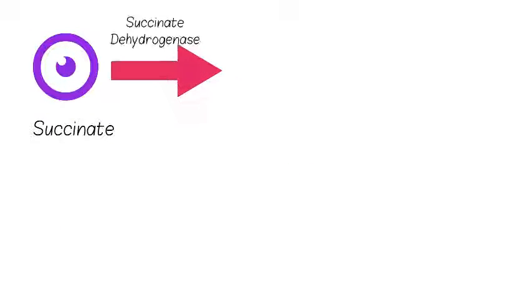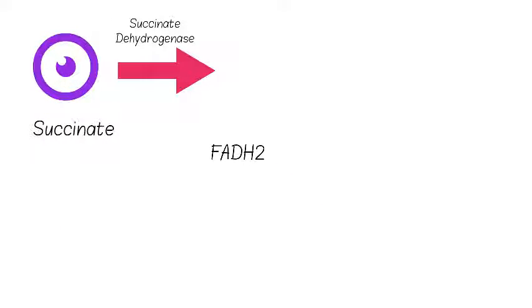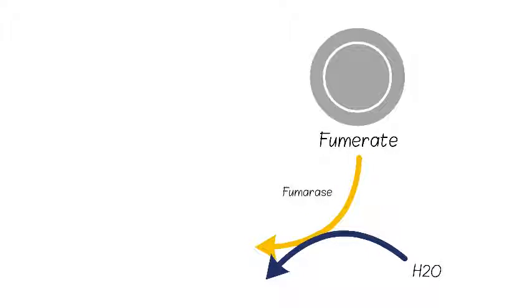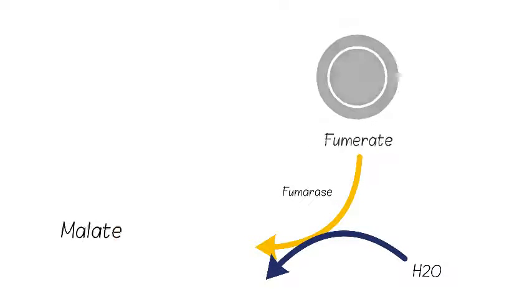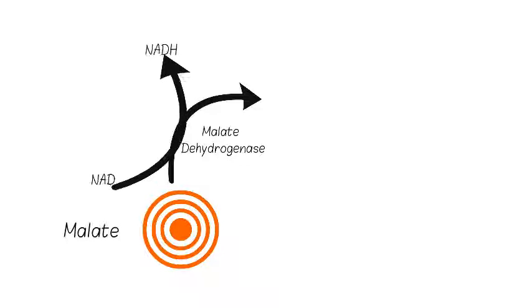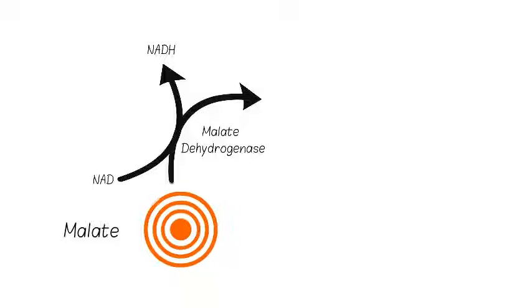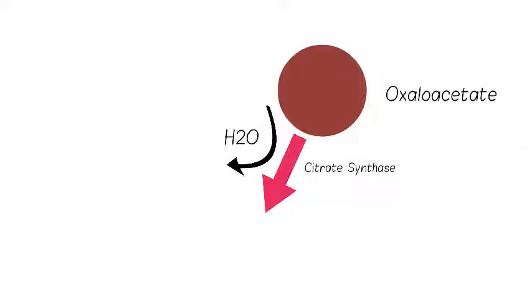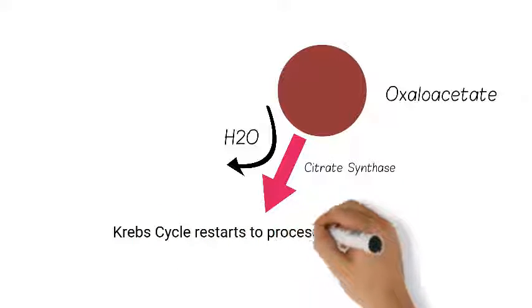Succinate goes through succinate dehydrogenase, which is where FAD goes to FADH2, creating fumarate. Fumarate goes through fumarase, adding water to create malate. Malate goes through malate dehydrogenase, where NAD becomes NADH, making oxaloacetate. Oxaloacetate goes through citrate synthase, where it adds acetyl-CoA and water to form citrate, starting the cycle over.